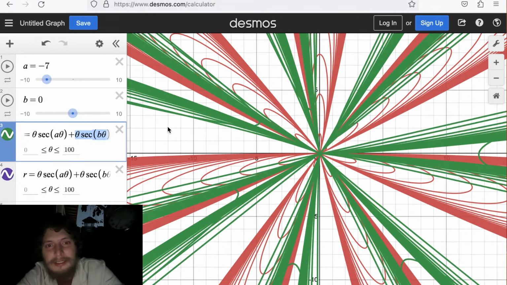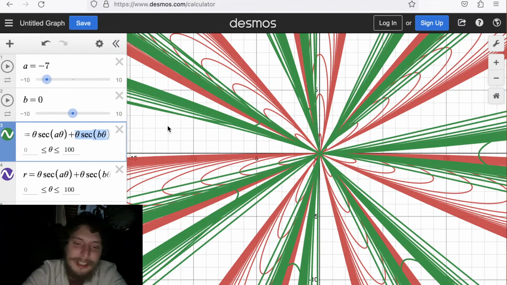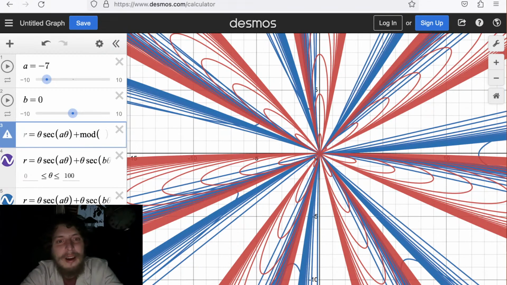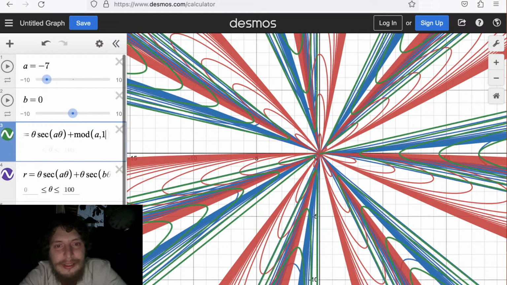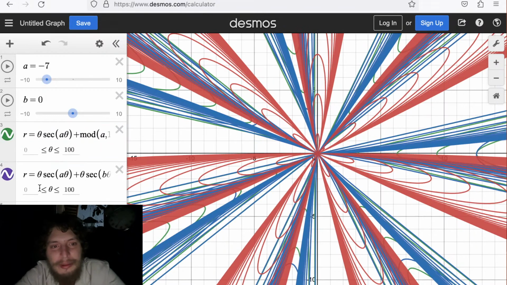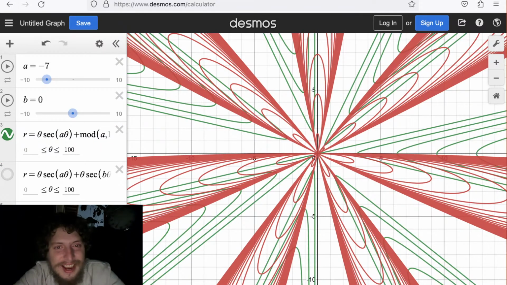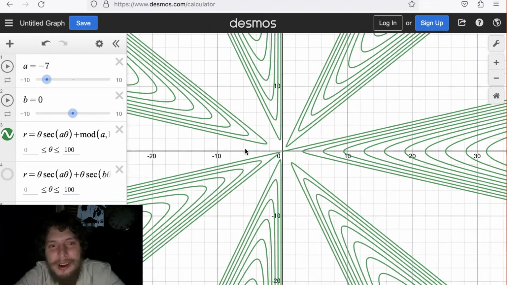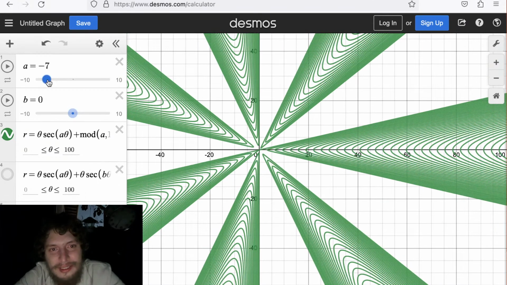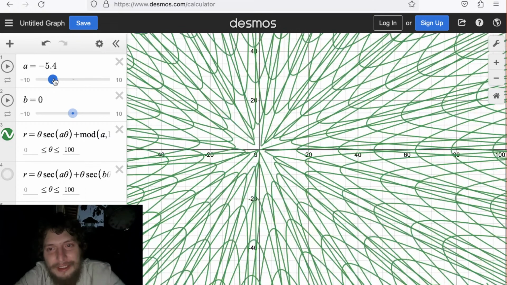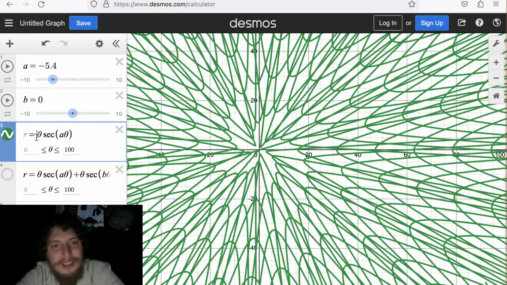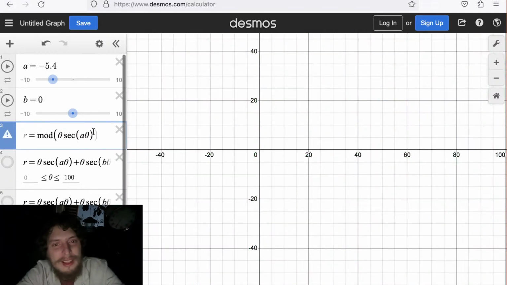I wonder if they allow... There's a weird experiment that just popped in my head. Do they allow mods in polar coordinates? Yeah. So this is saying plus A in mod 1. So if we can add mods, let me try something weird. What if we try this thing in mod A?